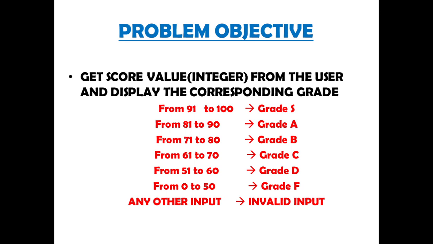So if the score is 85, we have to display grade A. If the score is 61, we have to display grade C. If the score is 60, we have to display grade D. Then if the score is 30, we have to display F. If the score is entered like 999 or -1, likewise, if it is out of this range, we have to just display invalid input. So this is the objective.